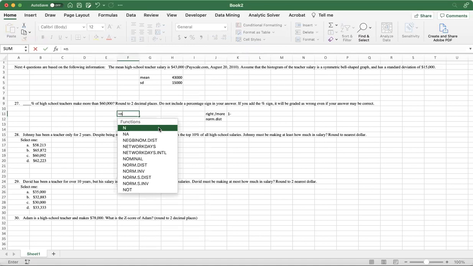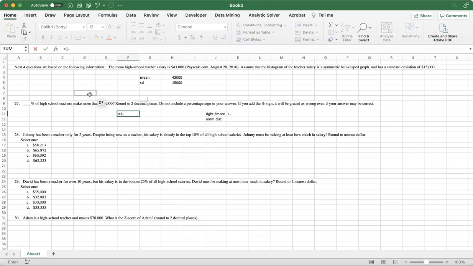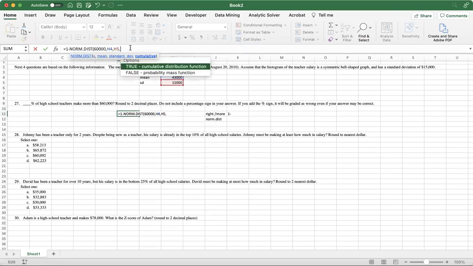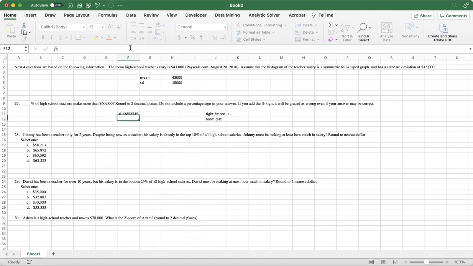So we do equals 1 minus, because we said we're calculating more than, so 1 minus norm.dist. We're using norm.dist because we're looking for a probability. We'll have our x value. Our x value is 60,000. That's what's given to us here. Our mean, 43,000. I'm going to cell reference that. Standard deviation, 15,000. And then comma 1 or true.